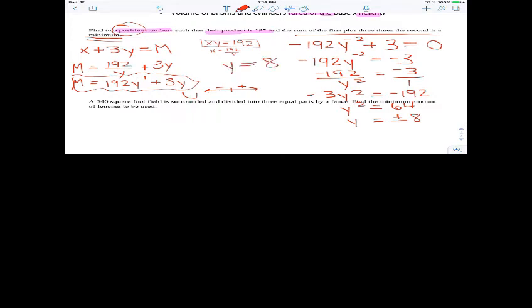And then plug x back in there. So plug x back in because you know that x times y is 192. So 192 divided by 8 is 24. And that would be my two numbers. Now, if they ask you for the product, you could then just multiply those. So that is the basics, right?